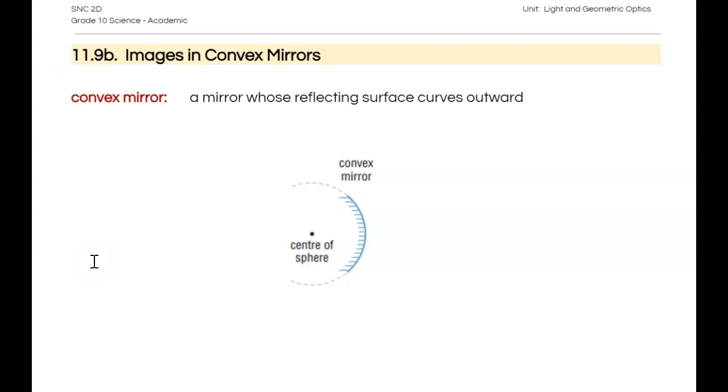So in this lesson, we're going to be talking about images in convex mirrors. In the last lesson, we looked at how to locate images in concave mirrors, but in this case, we're going to look at those mirrors that curve outward.